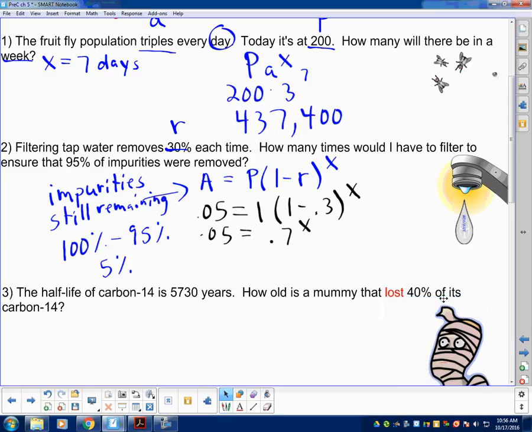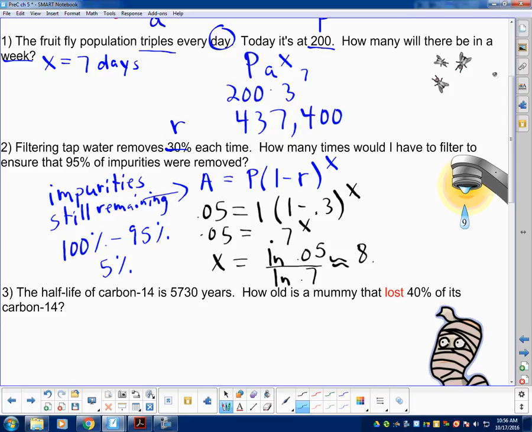So you should get about 9 times. You're going to have to do it 9 times. It ends up being a little less than that. But if x equals ln of the argument, 0.05, over ln of the base, 0.7, we get approximately 8.399. How come I'm rounding up here?